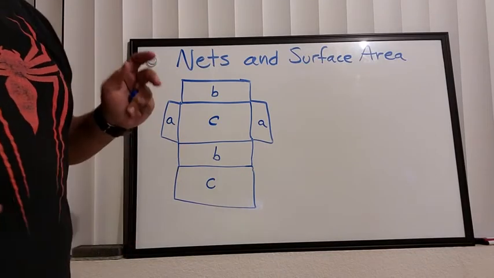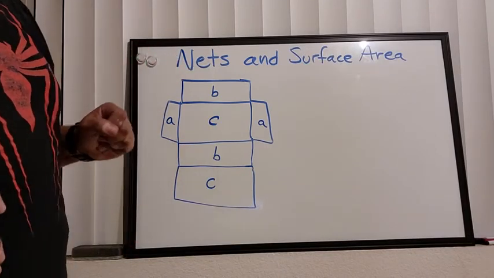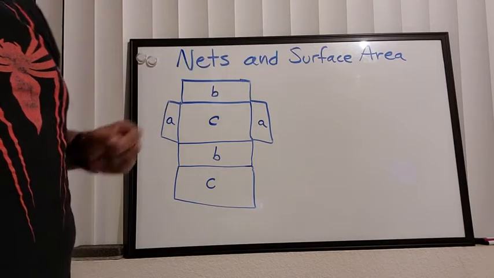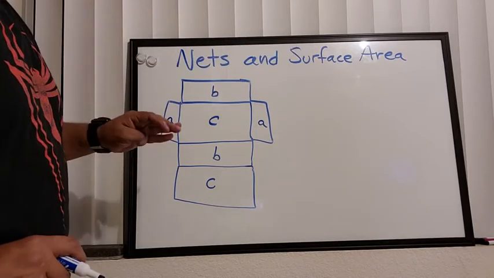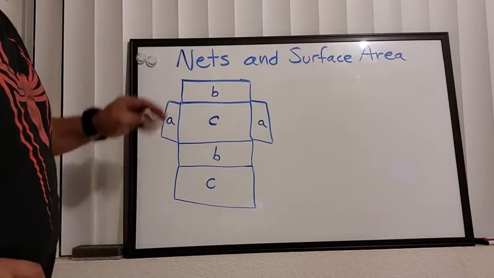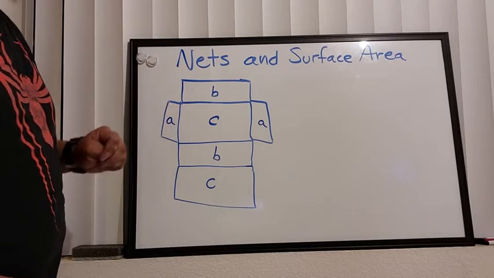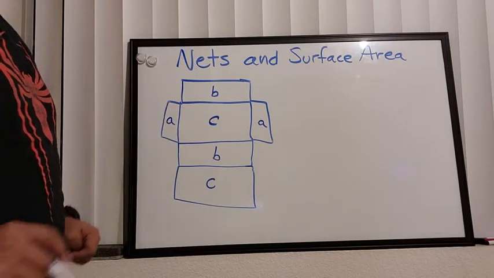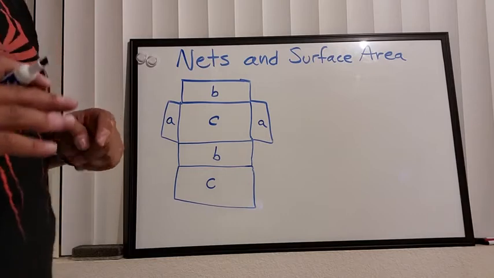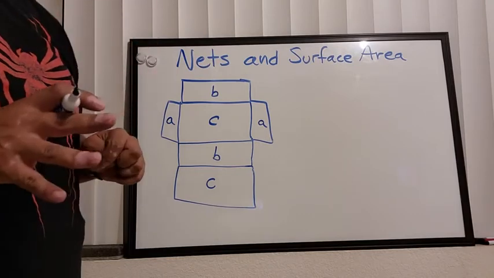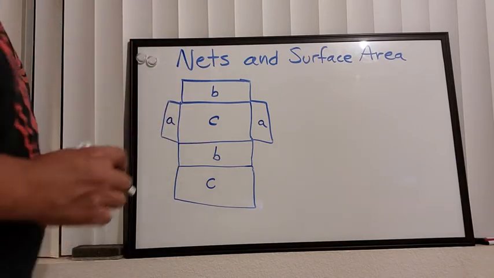Well, this tells us that in order to find the surface area, we're going to need to find the area of A, the area of B, and the area of C all together, multiply by 2, and that will give us our total surface area.